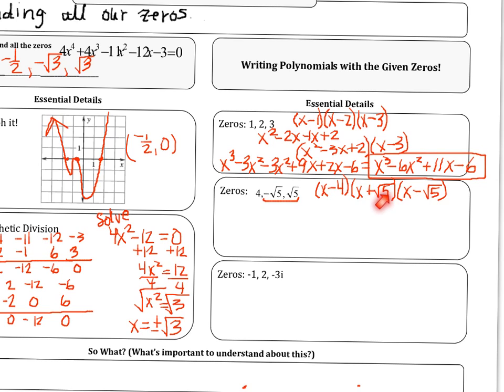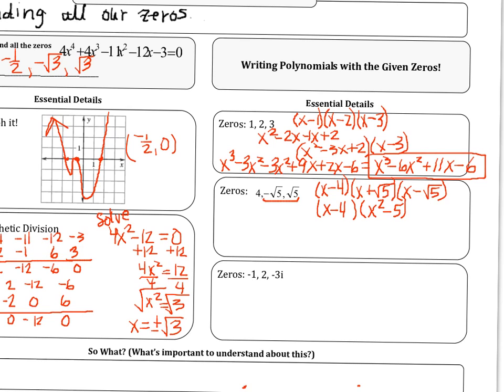The square root of 5 times the negative square root of 5 is going to be minus 5. So foiling those out, really I don't need to take all that time. It's just going to give me x squared. My middle two terms of the FOIL are going to cancel out. I'm going to be left with minus 5. And I still need to multiply this by x minus 4.